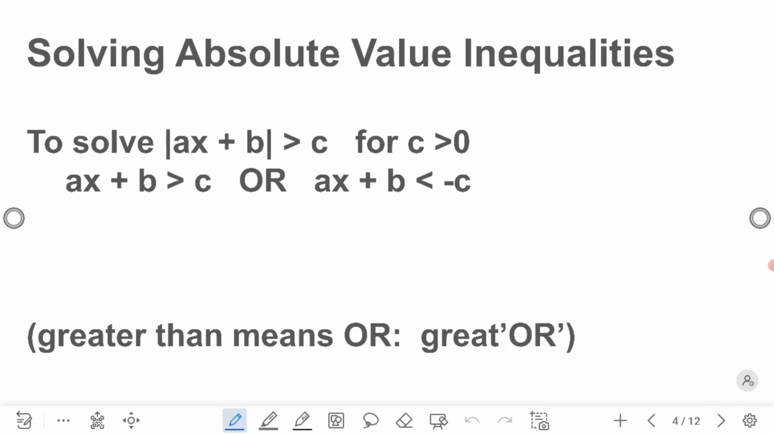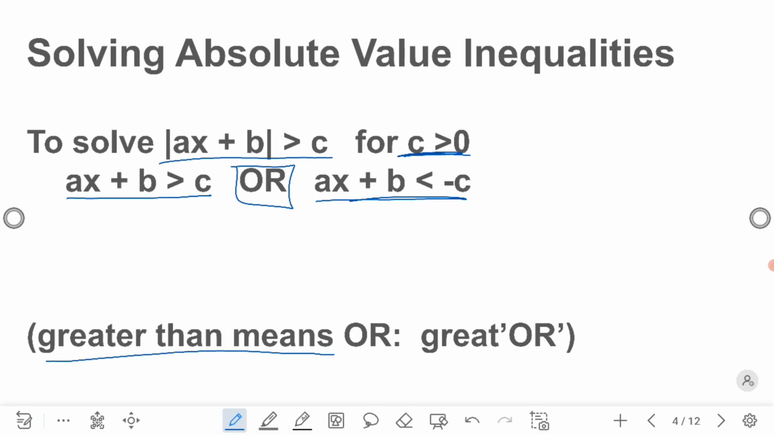If we're solving the absolute value of ax plus b is greater than c, again when c is greater than 0, so c is positive, this one is going to be an or. So it's either going to be ax plus b is greater than c, or ax plus b is less than negative c. This one's going to be two separate inequalities each time. Whenever you have greater than, it's an or. However you want to remember it, I just remember great-or. So whenever you have an absolute value and it's greater, that's going to be an or, and you're going to have two separate inequalities.